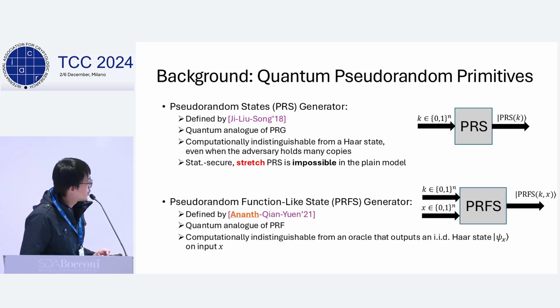We also have the pseudorandom function-like state, or PRFS, generator. It was defined by Ananth, Qian, and Yuen. It's a quantum analog of a PRF, and is computationally indistinguishable from an oracle that outputs an i.i.d. Haar state psi_x on input x.